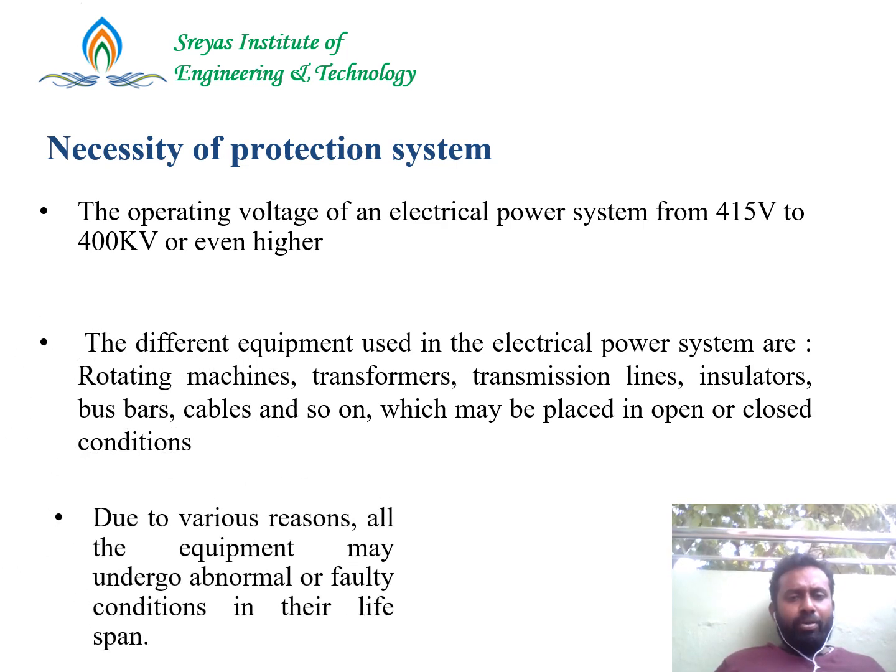Now, due to various reasons, all the equipment may undergo abnormal or faulty conditions in their lifespan. There can be some disturbances in the circuit, there can be a short circuit, there can be an overcurrent, there are so many reasons. There can be natural disasters sometimes. A tree may fall on some transmission lines. Because of that, there may be a short circuit. So many conditions are there.